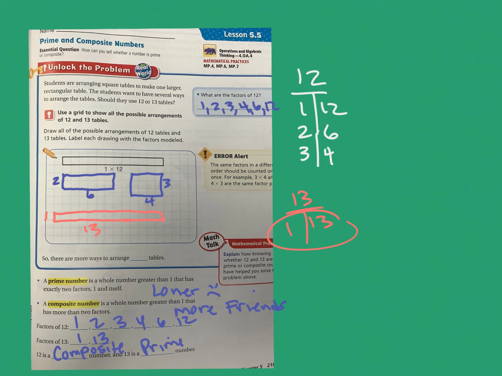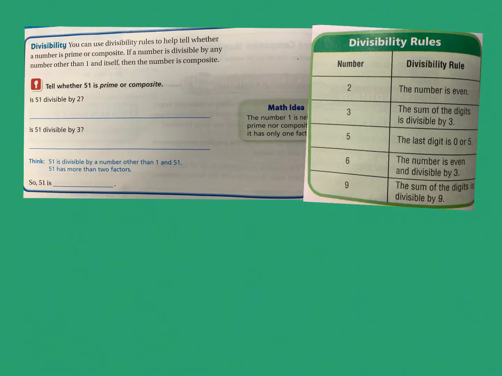Primes are loners. Only 1 times himself will build him, and composites are lots of friends, lots of factors.